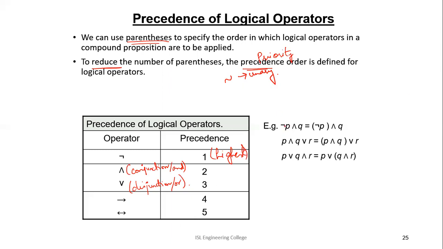Here we have negation P and Q. Now, negation P and Q means negation should be applied first and then we have to use and. After that, P and Q or R: P and Q, so we have to solve this part first, and then the entire thing second. Over here also this is done first and this entire thing is done second. Next, Q and R will be solved first and then the entire proposition.